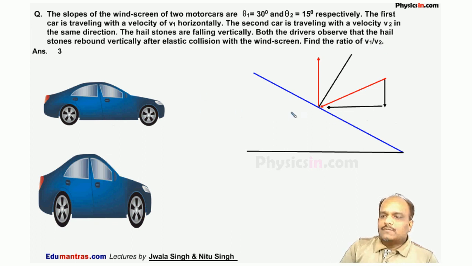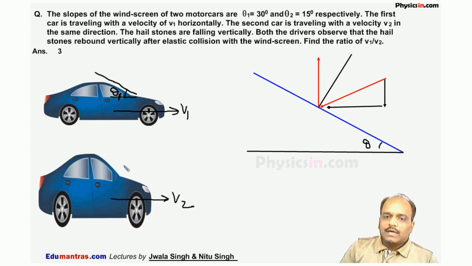These are the two cars which are moving horizontally. This is car 1, this is v1, and this is car 2, it is moving with speed v2. The angle made by the windscreen, this is the windscreen which makes an angle theta. Let this angle be theta. Here in the first case it is theta 1 and in the second case it is theta 2. Here theta 1 is 30 degree and this is 15 degree. So this angle is also theta.